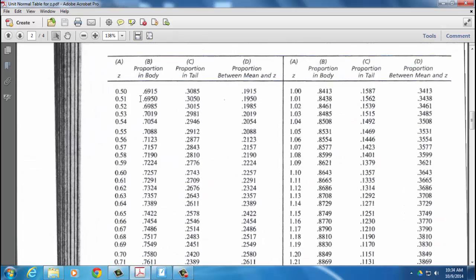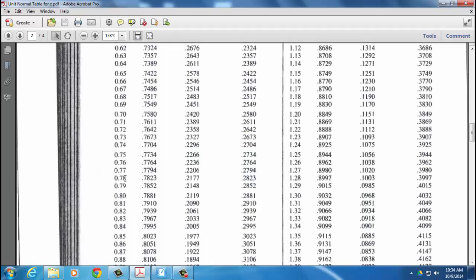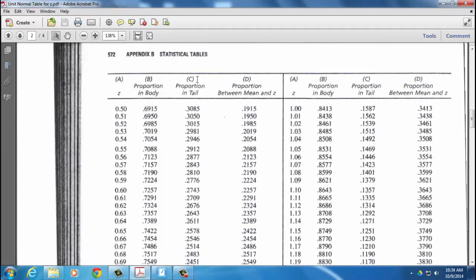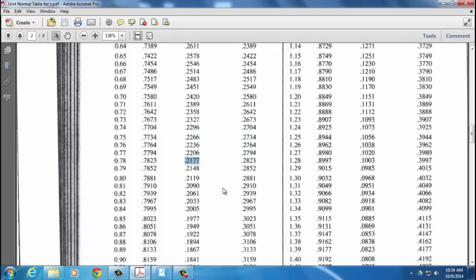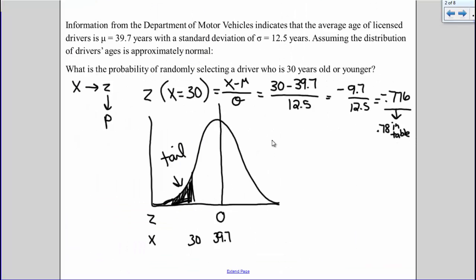So z-score 0.78, proportion in the tail, right? Tail is 0.2177. That's your final answer. So we know the probability of randomly selecting a driver who is 30 years old or younger is 0.2177, or if we multiply this by 100, there's a 21.77% chance of randomly selecting a driver who is 30 years old or younger, or we could say 21.77% of drivers are 30 years old or younger.